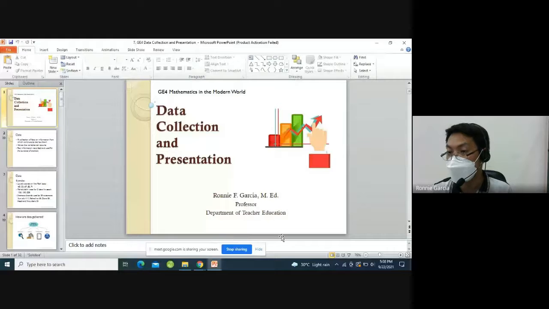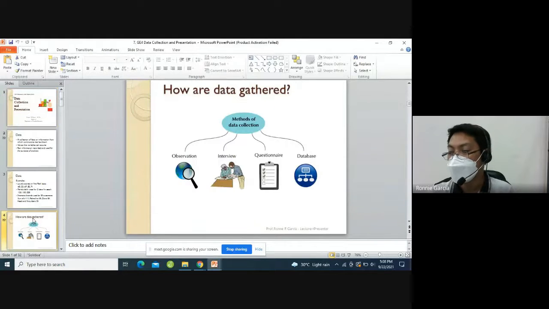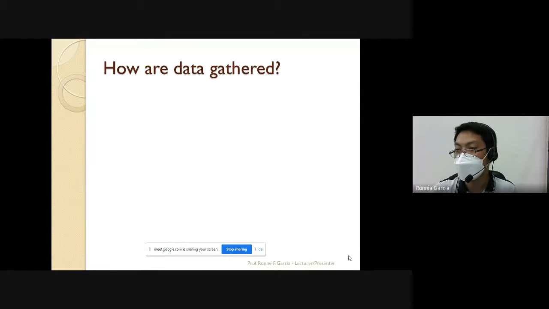For example, taga Jensen ka, tapos kaila ka sa iyahang mga igsuon or iyahang mga kaila, then you can make an interview pero dili kay Manny Pacquiao kundili sa iyahang mga kaila. That is now what we call as the secondary data.